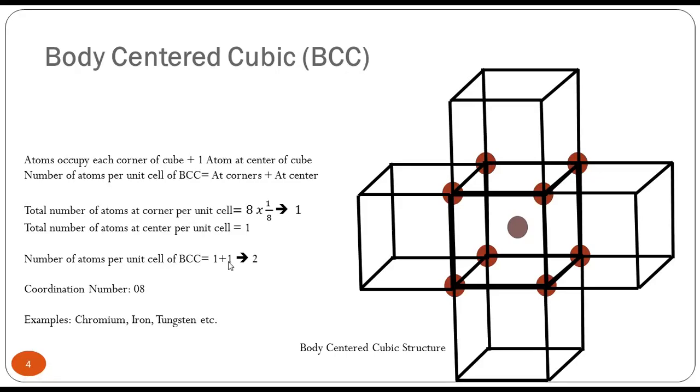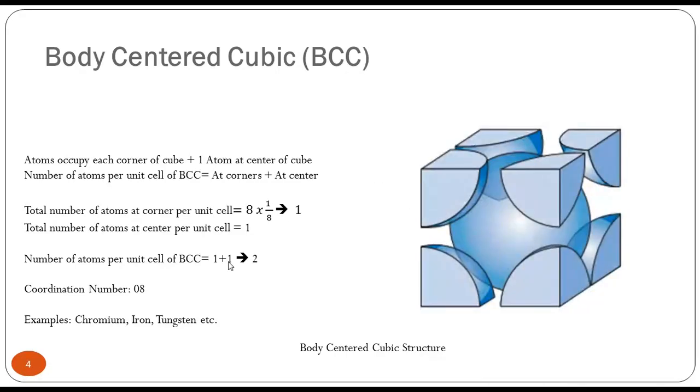The coordination number in this case is 8. We can clearly see that the atom present in the center has 8 atoms around it. The atoms present at the corners are defining the coordination number of the central atom. We have seen many metals, for example chromium, iron, tungsten, and many more, which have the body centered cubic structure.